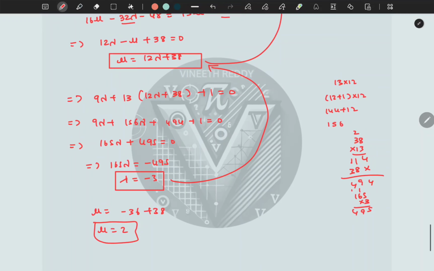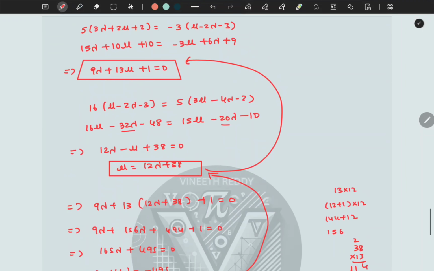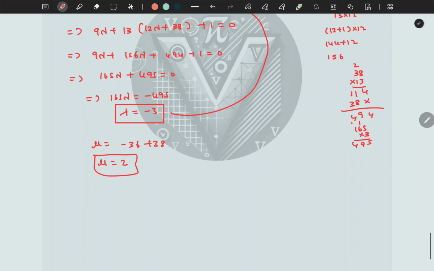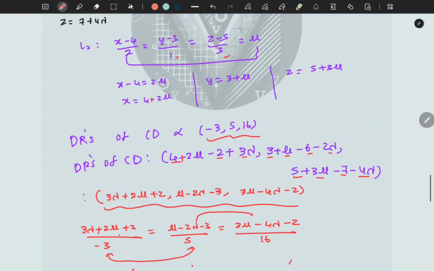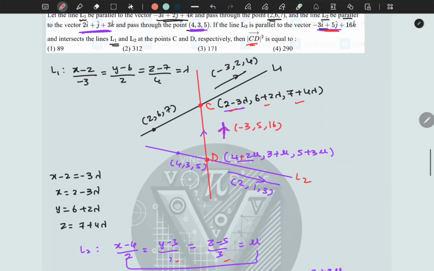So if you want, you can cross check these values in this equation, dear students. You can replace lambda and mu with these values. I think you should be getting the same answer. I mean, you should be getting them equal. That shows that your calculation is correct. Now simply we will find what do we want? We want to find out the distance CD, right?